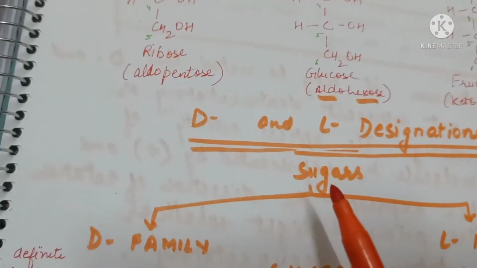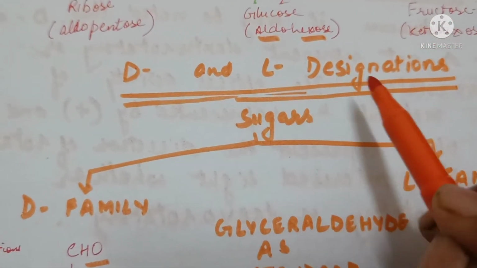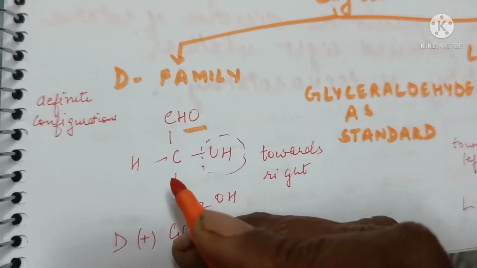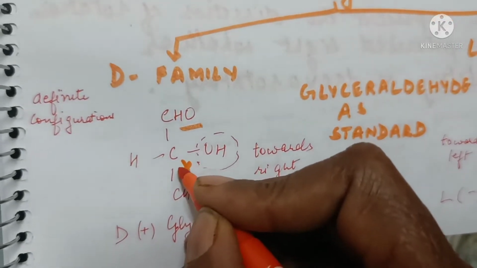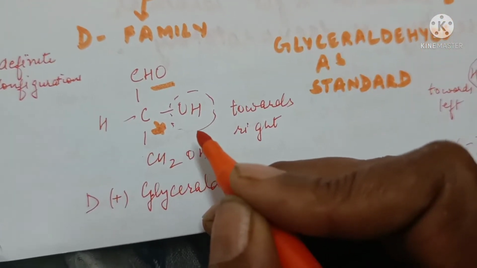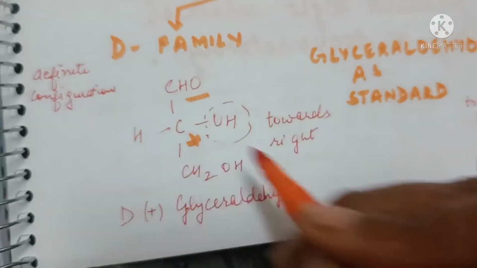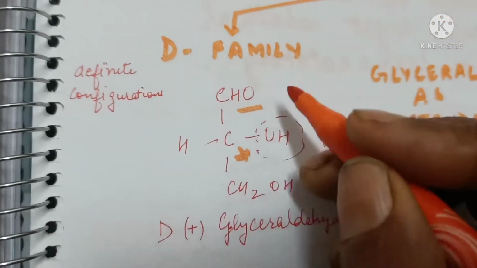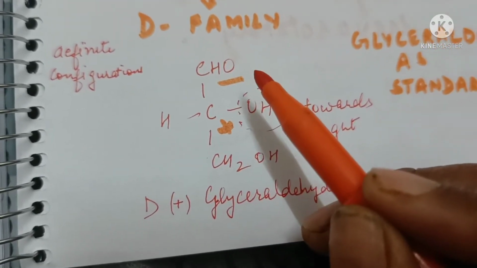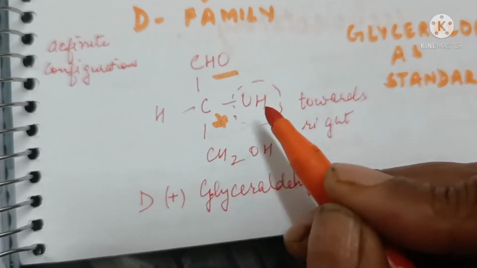We can also classify them as D and L forms. D and L designations are given based on the last chiral carbon atom, that is, the carbon to which all 4 groups attached are different. If the last chiral carbon atom has the OH group towards the right, it will be called D form. For example, the simplest aldotriose has aldehyde as functional group, and in this the chiral carbon atom has OH towards the right.